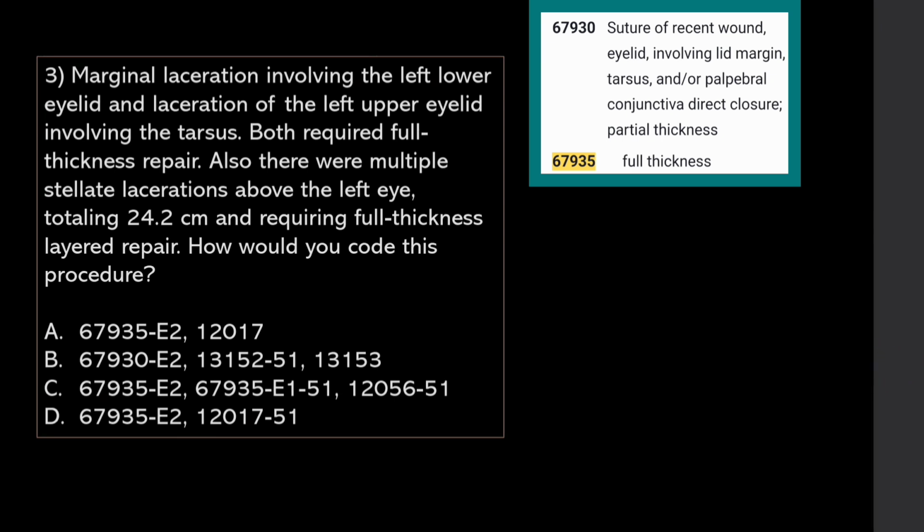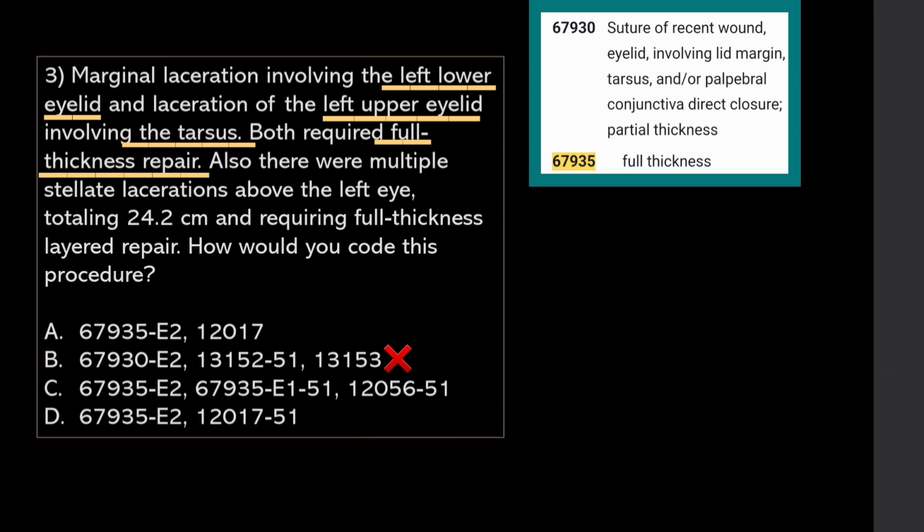Now we have to check whether it is partial thickness or full thickness. Let us read the question. Marginal laceration involving the left lower eyelid and laceration of the left upper eyelid involving the tarsus both required full thickness repair. So they have mentioned full thickness repair. Therefore, the right code is 67935. We'll eliminate option B. Now we are left with option A, option C and option D.